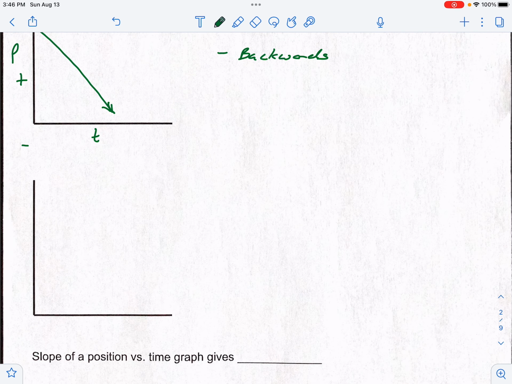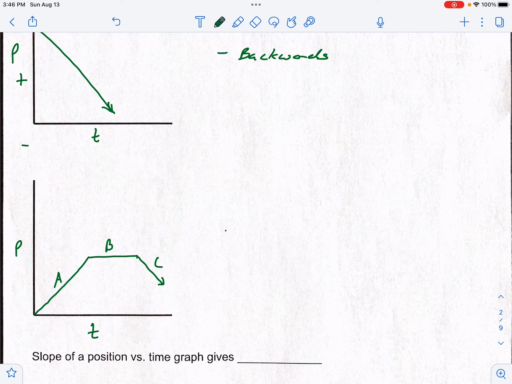So going on to the next one, I have my position versus time. Now I'm going to do a few lines. I'm going to do a nice diagonal line up, and then a flat line, and then I'm going to come back down. And we're going to label those A, B, and C.